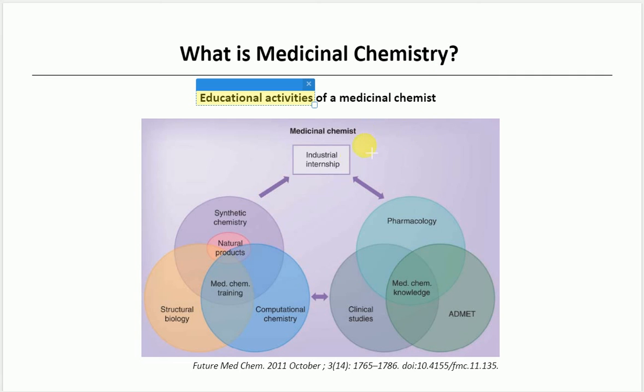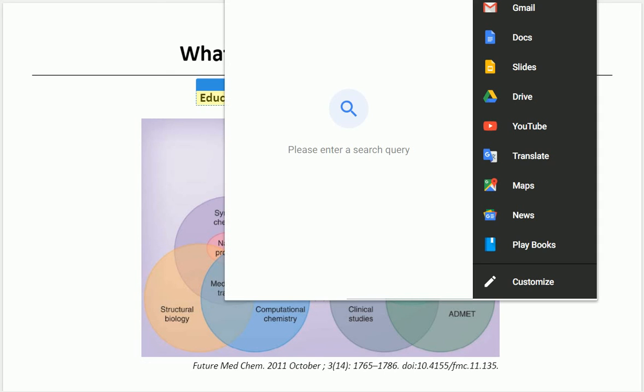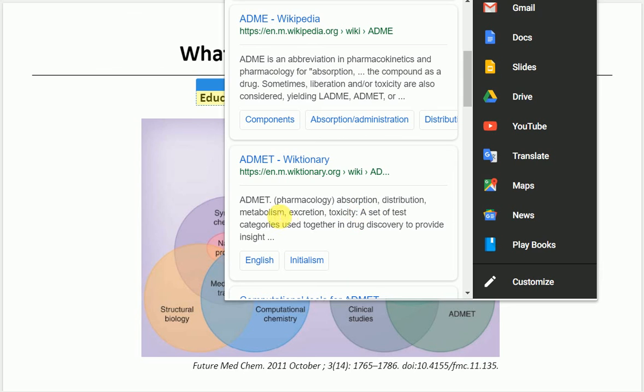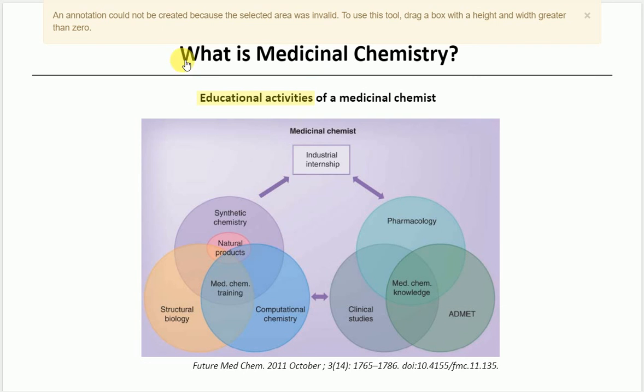Medicinal chemists can be involved in industrial internship, and some of the disciplines involved are pharmacology, medchem knowledge, ADMET, and clinical studies. Some of you may not know what ADMET is, so I'm just going to define it for you here. ADMET is an abbreviation in pharmacokinetics and pharmacology for absorption, distribution, metabolism, excretion, and toxicity. So I'm just going to put that here for you guys.